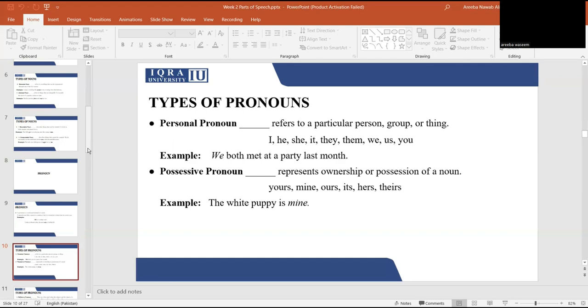Possessive pronoun represents the ownership or possession of a noun. A possessive pronoun is used to show possession, something that you own. For example, the white puppy is mine. Here I am showing that the white puppy is in my possession. It is mine, it's my thing, right? So instead of writing is my property or something like that, we just use is mine to shorten it and to make the sentence more relatable.